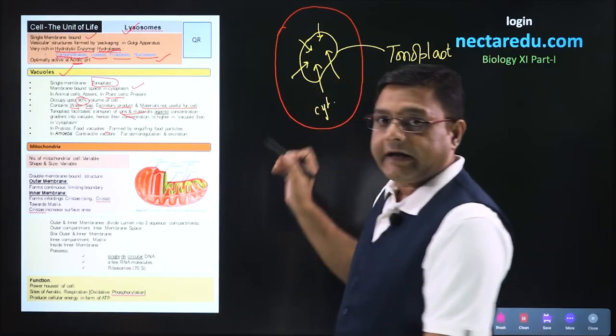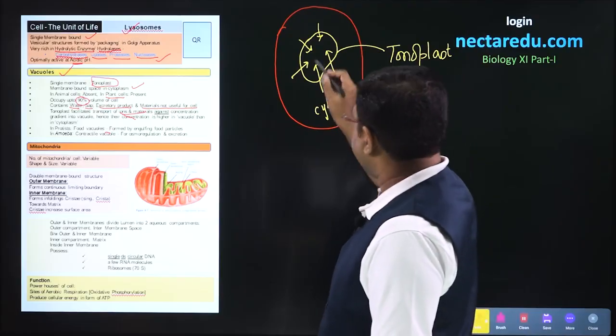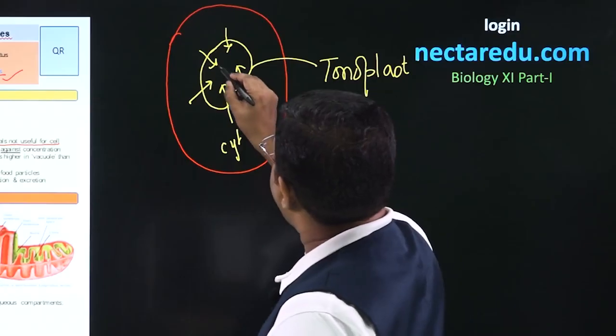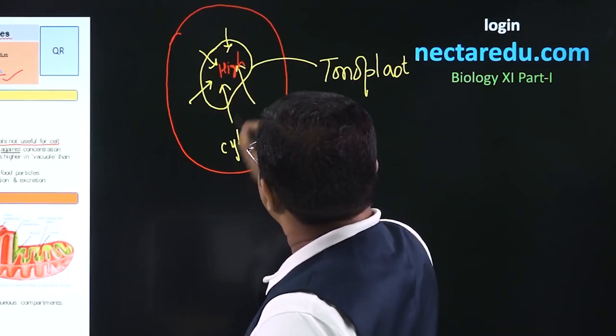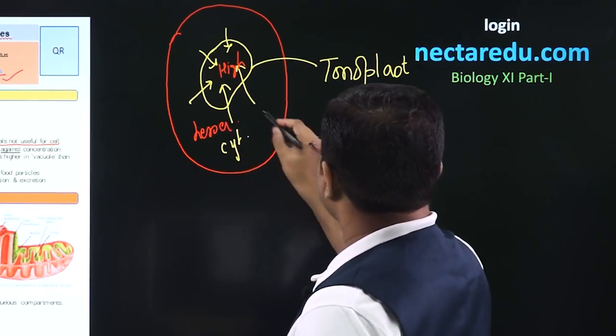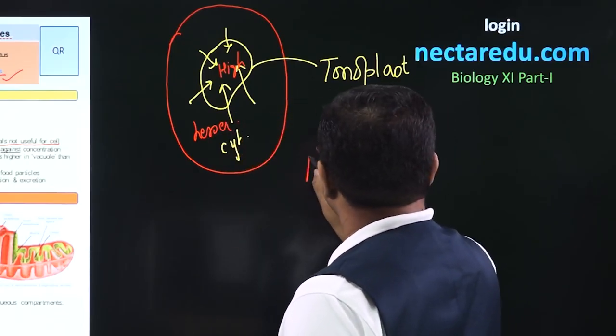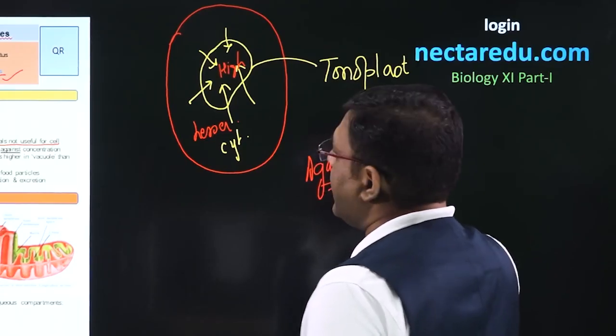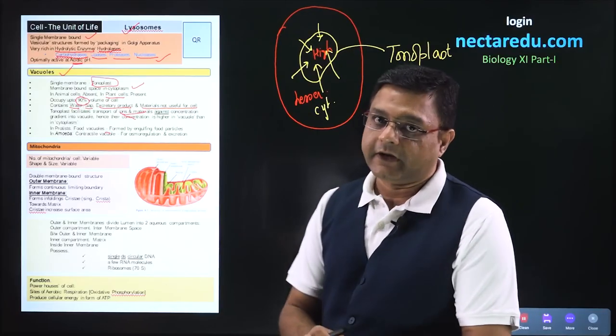So, if it is against the concentration gradient, then the concentration of these materials will be higher inside and the concentration of materials will be lesser outside. So what is the phenomenon which is resulting in it? It is that the tonoplast is working against the concentration gradient.